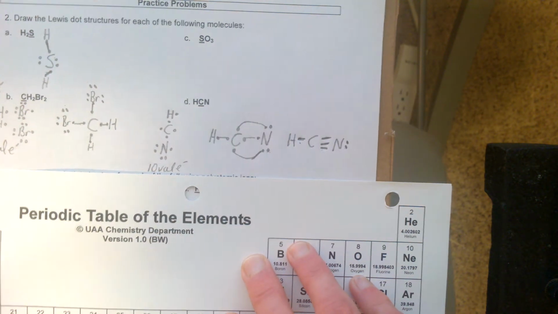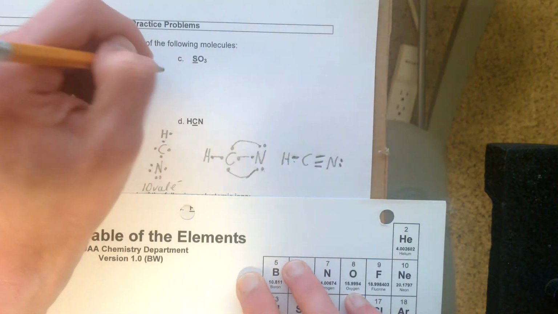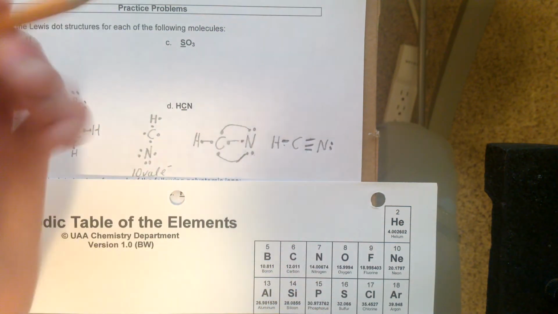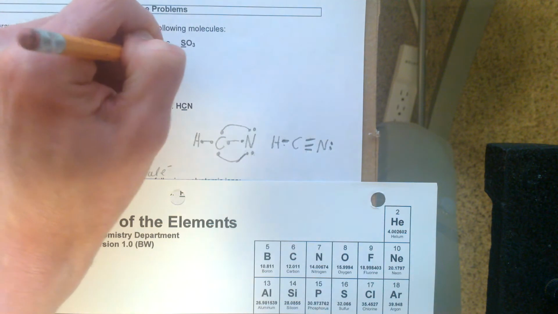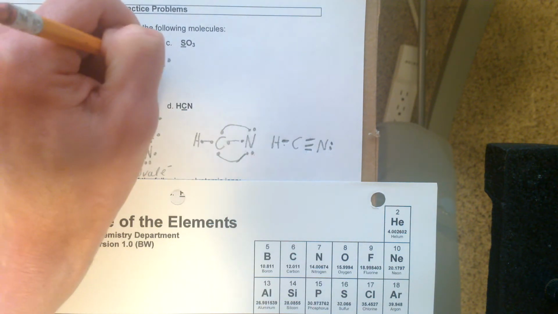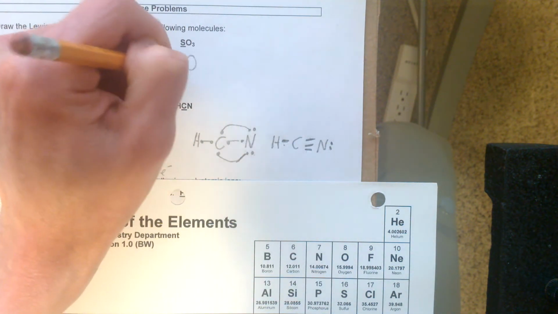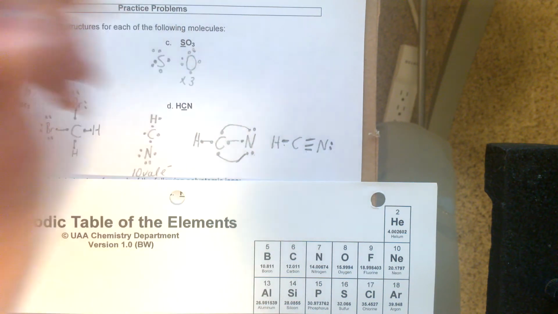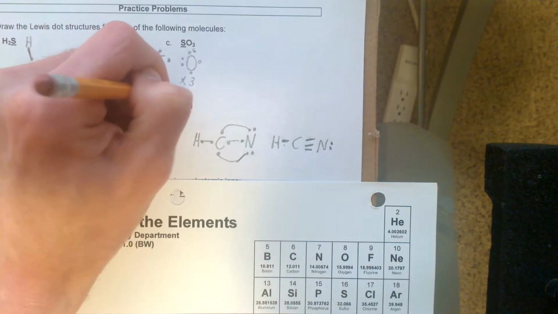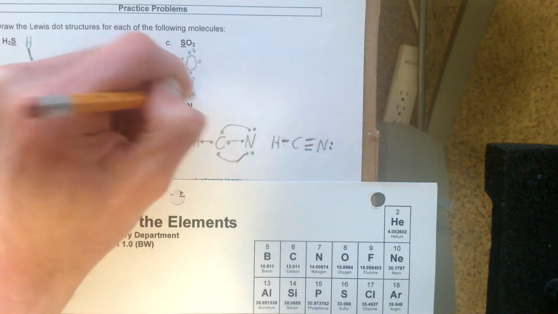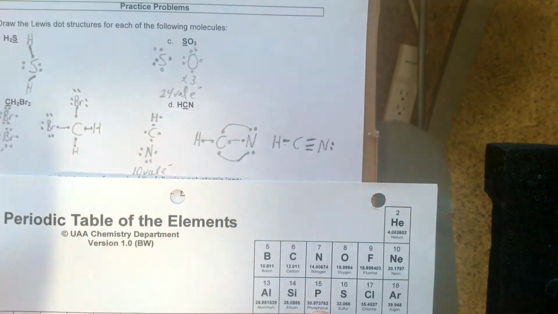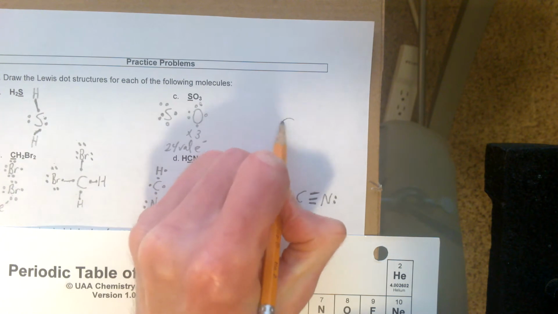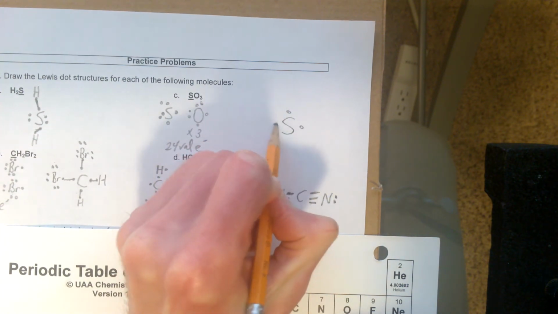Okay, now let's try this final one with SO3. Now notice on this, sulfur and oxygen are both coming out of the same column. So they're going to have 6 electrons of valence apiece, 5 and 6. And the oxygen, we're going to have 3 of those, 2, 4, 5, and 6. So we're going to have a total of 24 valence electrons here. And I've underlined here, sulfur is going to be our central atom. So sulfur with the 6 valence electrons.